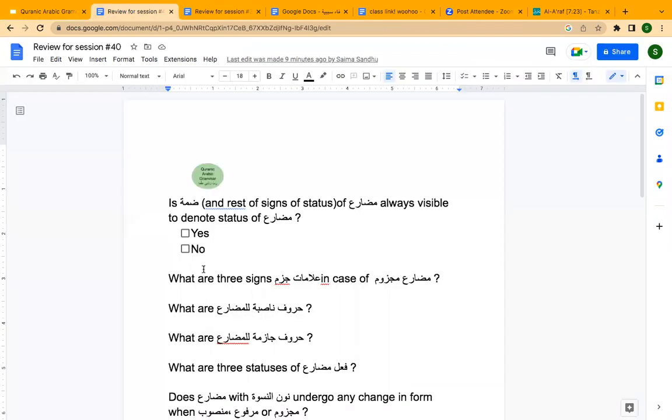Okay, so now the next question is, what are haruf nasiba? Who remembers? Lil mudari, and I'm talking about haruf nasiba lil mudari, not the other haruf nasiba that are called mushabba bil fail. An, good. Lan, good. Likai, yes. An, lan, likai. Hatta, very good. Izan, and fa, right? An, lan, likai, izan, hatta, fa. Very well done.